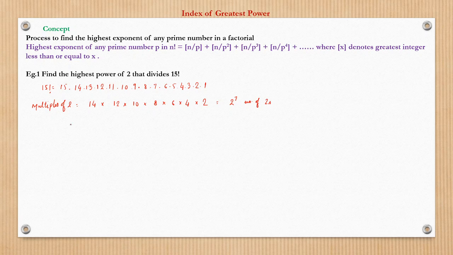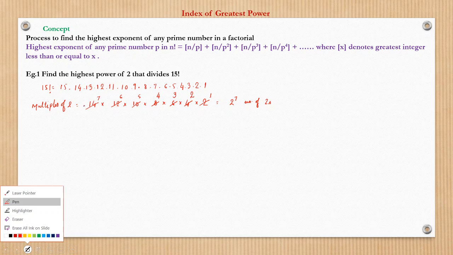Meaning, if I cancel this with 2, I can take 2 common here. So what remains is 7. I can take 2 common from 12 also, so it remains 6. I can take out 2 common from 10 also, so it will be 5. I can take out 2 from 8 also, it will remain as 4. Then I can take out 2 from 6, so it will be 3. From here if I take out 2 it will be 2, and from here it will be 1. So now see, how many 2's did I take out? 7 2's, that is 2 raised to power 7.